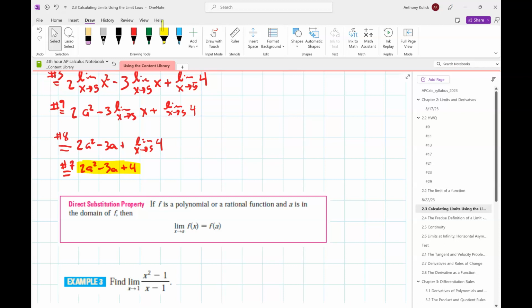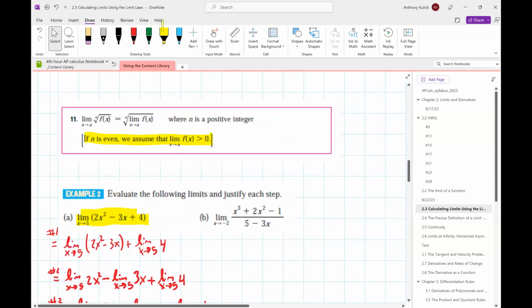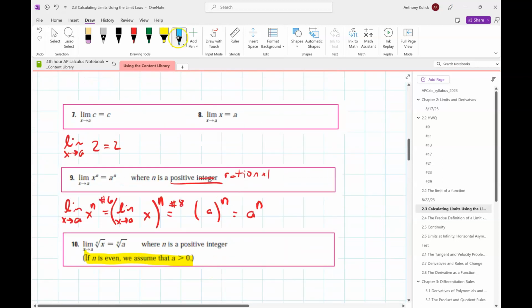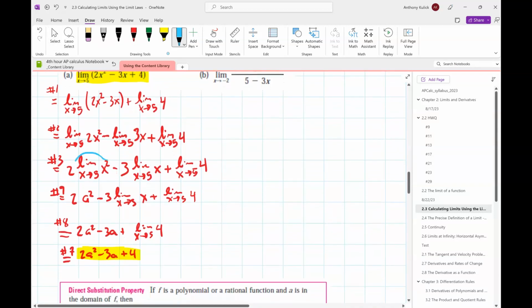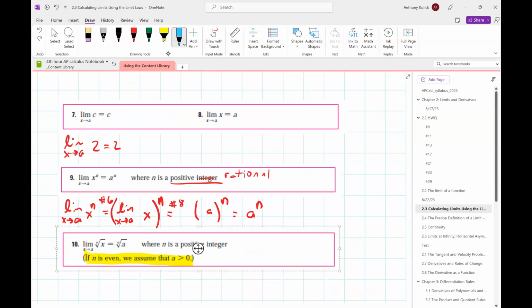Chanel, where did you get the a squared and stuff? Where's this number 9? How'd you get a squared from the limit of x? So number 9 says this, right? I had the limit as x approaches a of x squared, where n is 2, so it should just be a squared. Oh, because it's the limit of x twice. So this turned into that. Yeah. Oh, I understand. I got it. Okay.